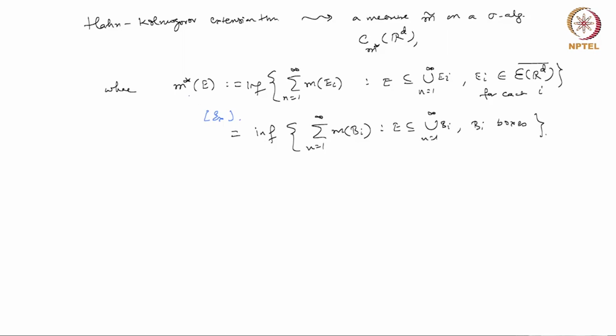Therefore, the Lebesgue outer measure and the measure induced by the elementary measure, which is a pre-measure, are the same, and therefore the final measure is just the Lebesgue measure. So the elementary measure gives the Lebesgue measure on R^d via the Hahn Kolmogorov extension theorem.